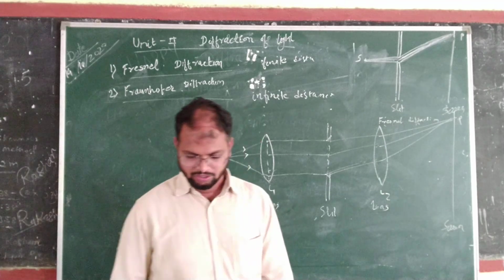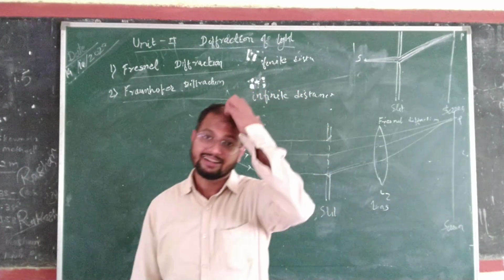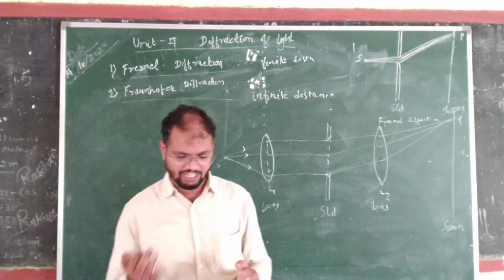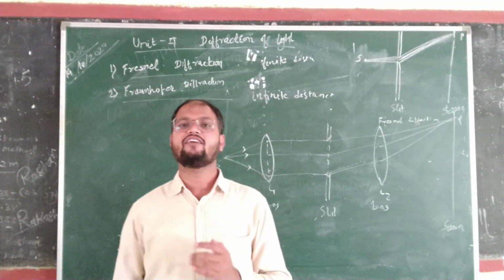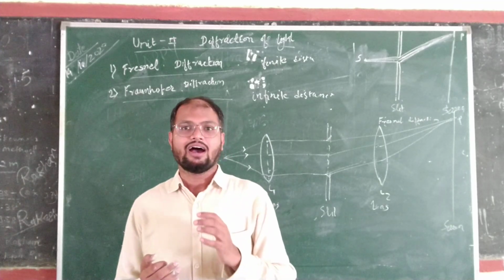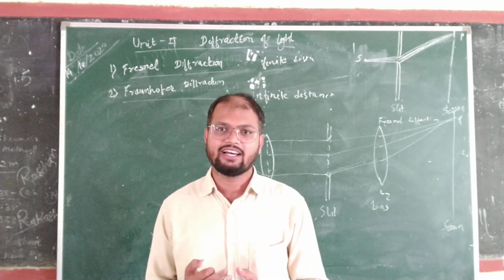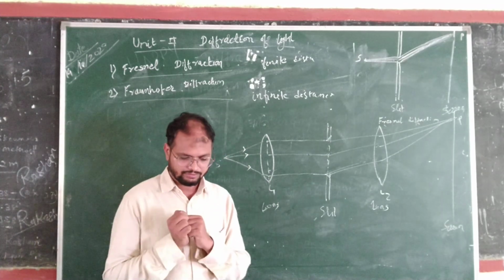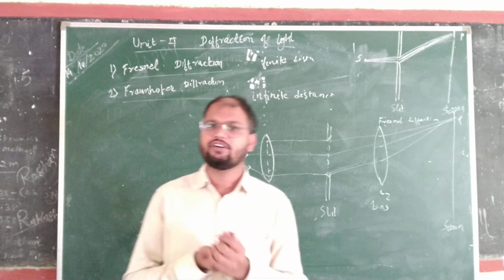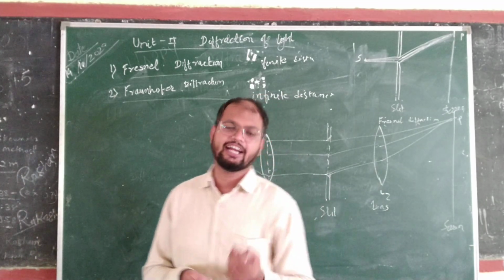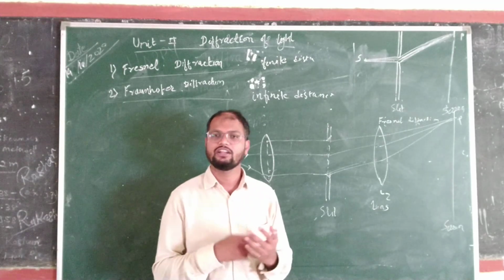So what we learned in this lecture: we defined diffraction of light. What is diffraction of light? The bending of waves around the edges of an obstacle is called diffraction. And there are two types of diffraction: first is Fresnel diffraction and second is Fraunhofer diffraction.